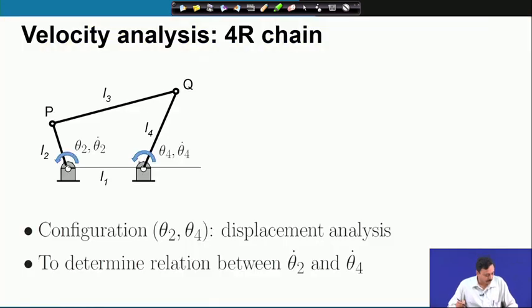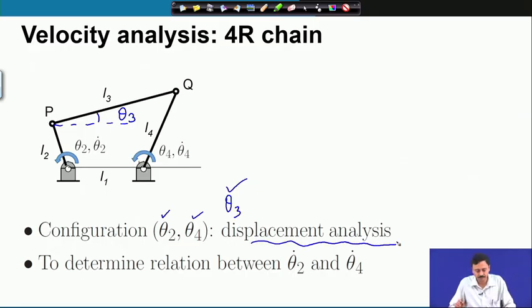So, let us look at the problem of velocity analysis for a 4R chain. The configuration is specified. Here I have written out theta 2 and theta 4. Of course, theta 3 is also to be included. So, this is theta 3. If I am given theta 2, I will definitely know theta 4 and I will also know theta 3. So, that is the displacement analysis problem which I have assumed is completely solved. All these angles are completely known to me, configuration of the mechanism is completely known to me.